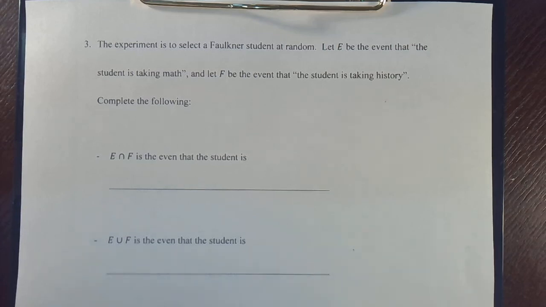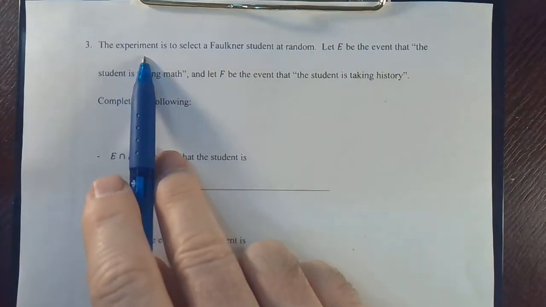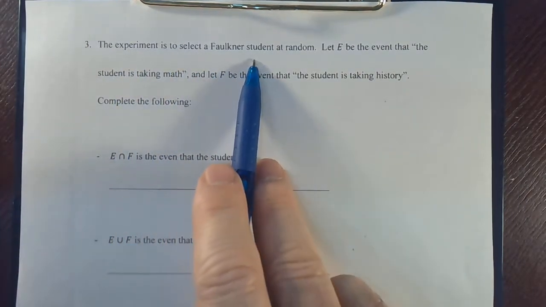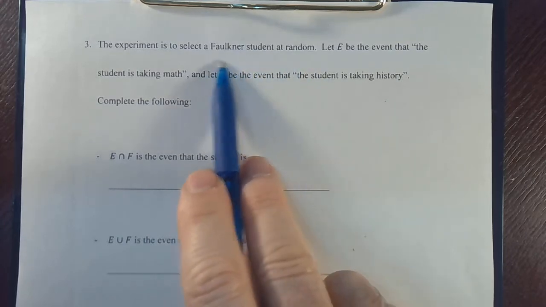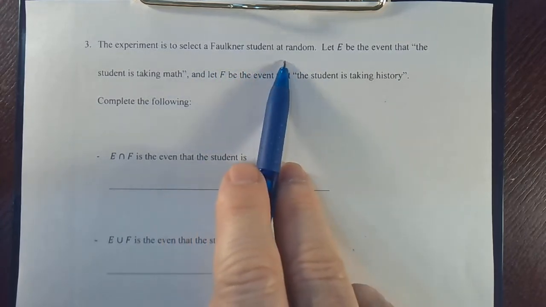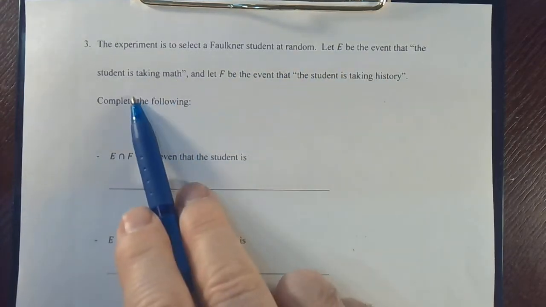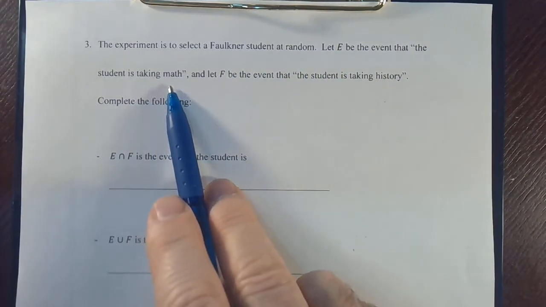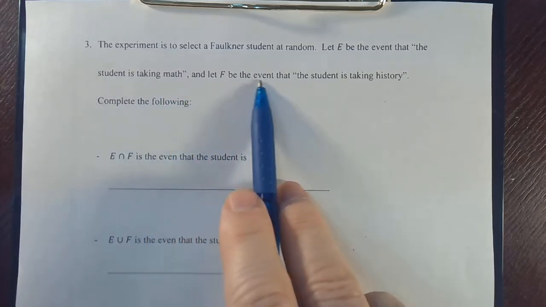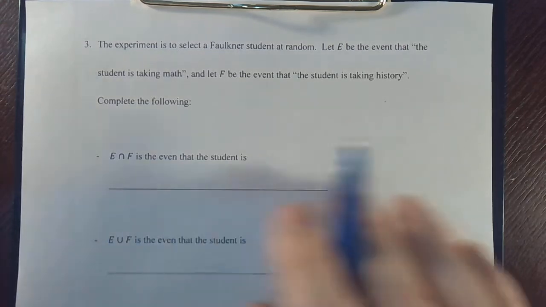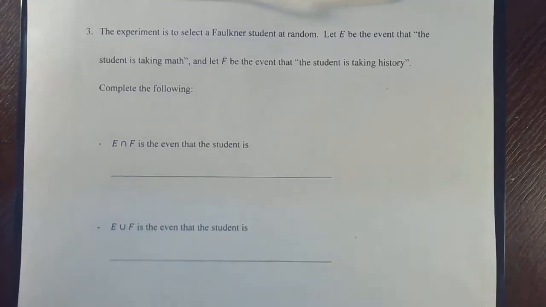Well, in this rather short video, we're just going to do two examples. The first is about an experiment: select a Faulkner University student at random. So one student out of the entire student body will be selected. Let E be the event that the student is taking math, so some math class. And let F be the event that the student is taking history. Okay, so we're going to complete the following, and we're just going to fill it out in words.